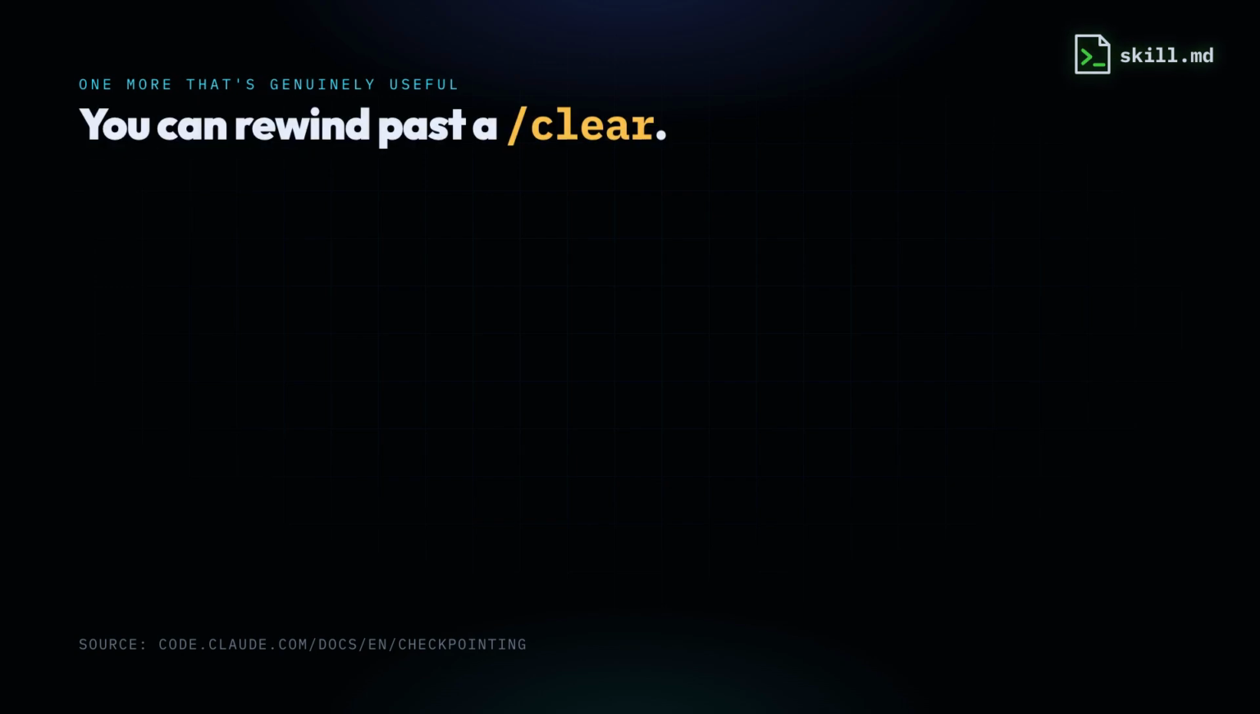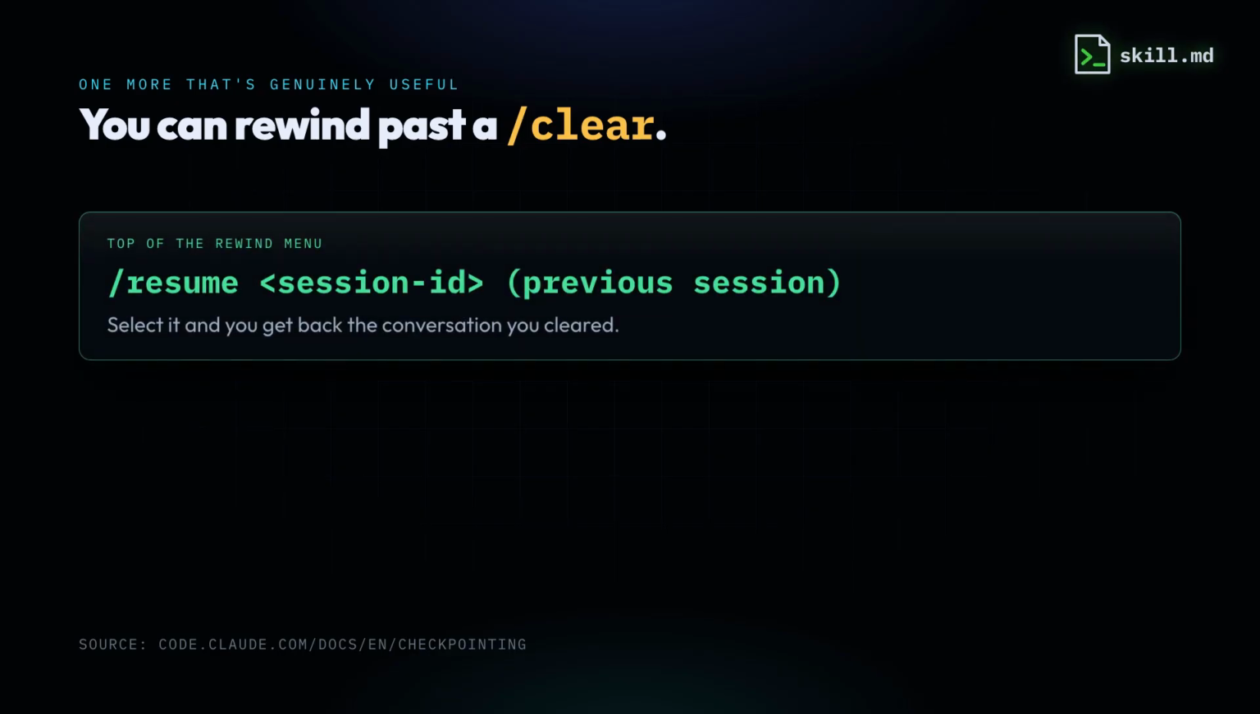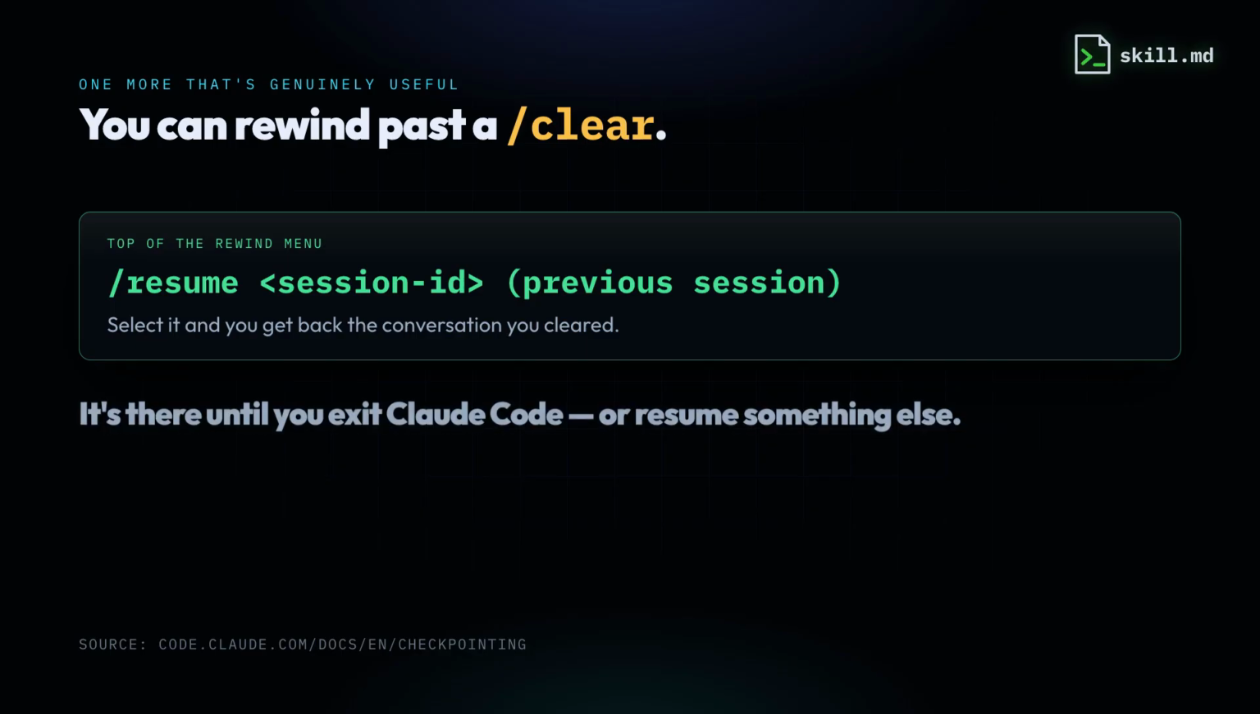One more that's genuinely useful. If you ran /clear earlier in the same session, the rewind menu shows an extra entry at the top. Resume previous session. Select it and you get the conversation you cleared. It's there until you exit Claude Code or resume something else.